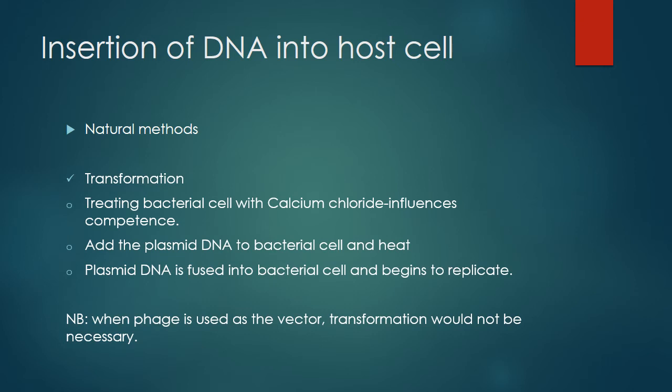Now we have to note this: when phage is used as the vector, there are different types of vector, and you can choose from any of them. But when we choose a phage as our vector, because phages are bacteria-infecting viruses, they do not need to be transformed. They can just infect the bacteria easily. So there will be no need to use the transformation method when a phage is used as a vector, since they infect bacterial cells already.